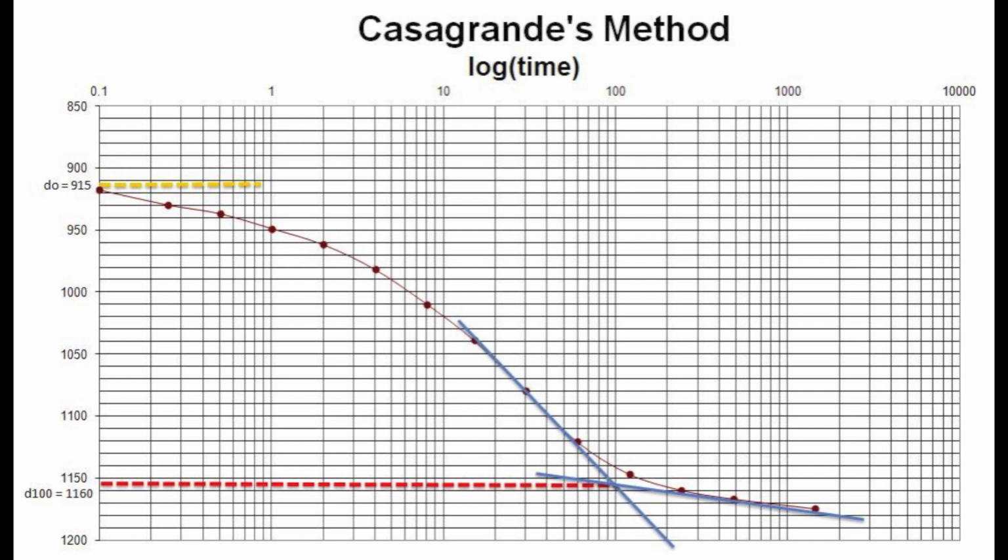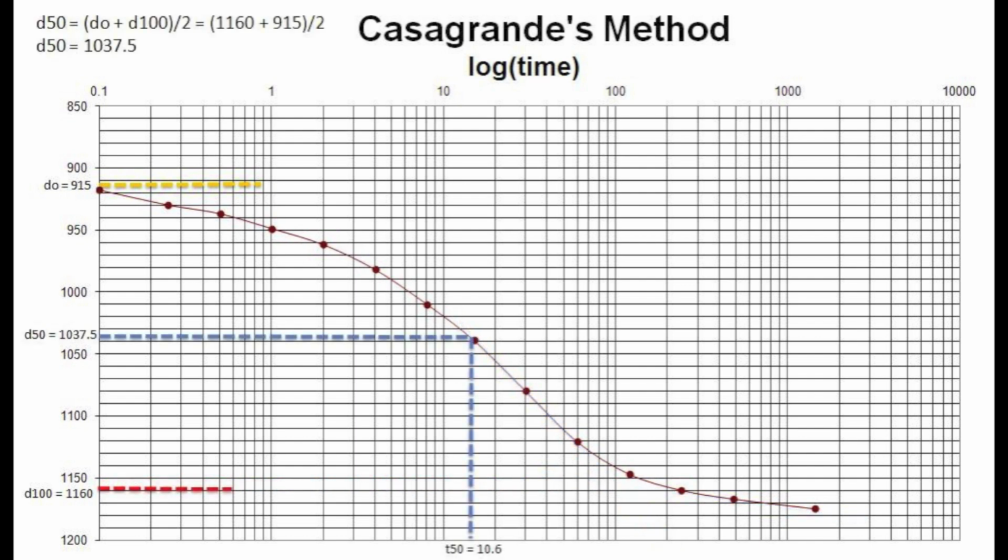Now we have two values, D0 and D100. With the values D0 and D100, we take a weighted average to find D50, the deformation at 50% consolidation. The weighted average is calculated in the upper left-hand corner of the plot. D50 is equal to 1037.5.